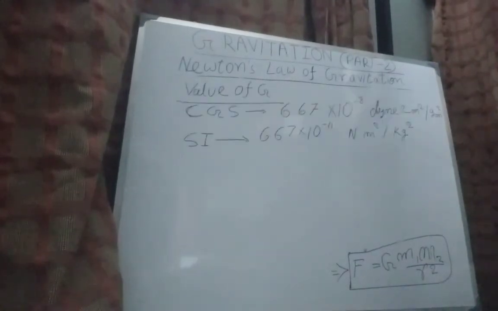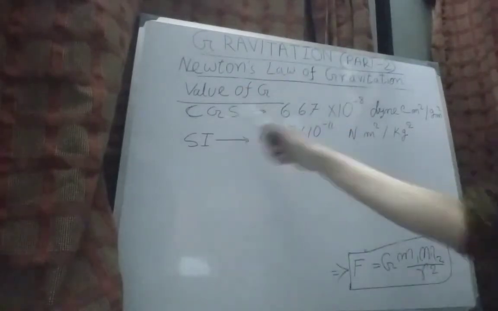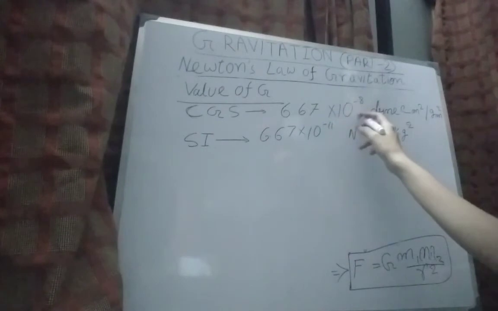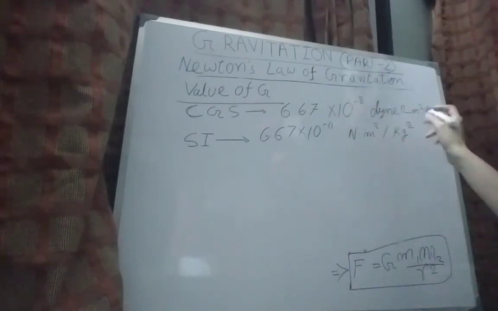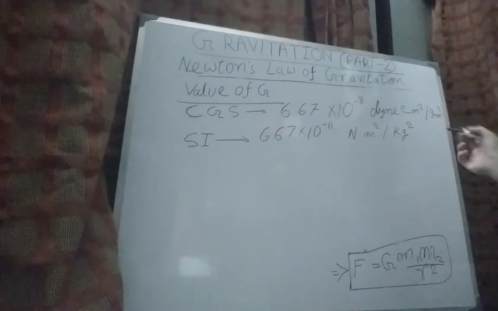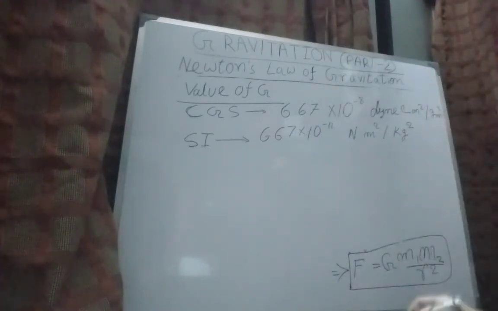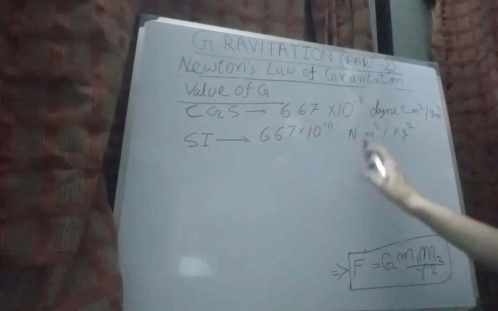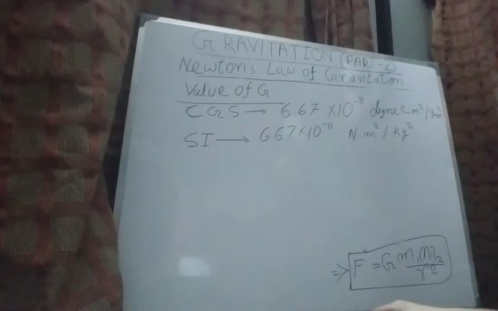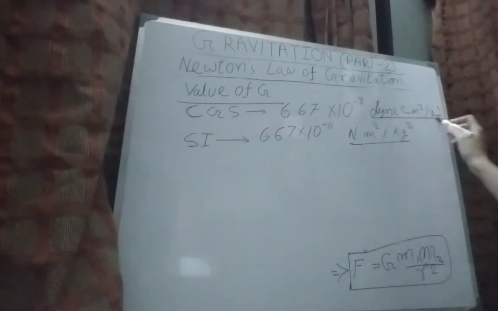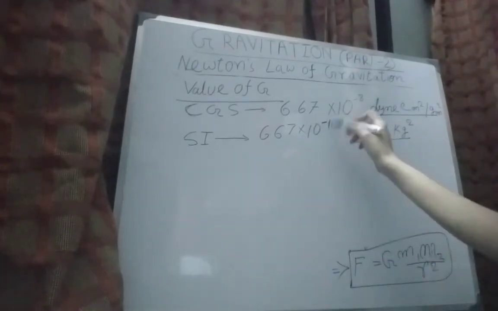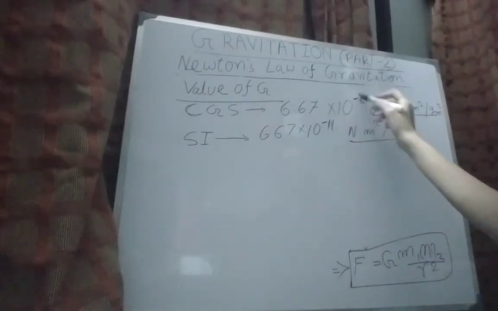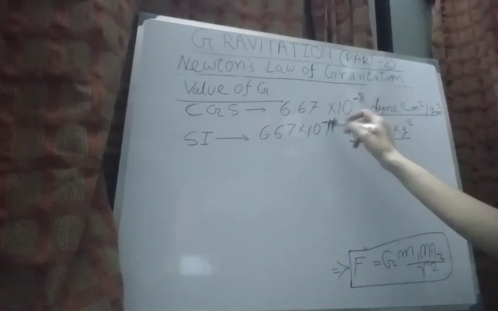Now we will discuss the values or magnitude of this G in the CGS and SI systems. Now we can see that the value of G in the CGS system is 6.67 into 10 to the power minus 8 dyne centimeter squared per gram squared, and in the SI system it is 6.67 into 10 to the power minus 11 Newton meter squared per kg squared. So be careful about this unit, and we can see that this is of order minus 8, and this order is minus 11.